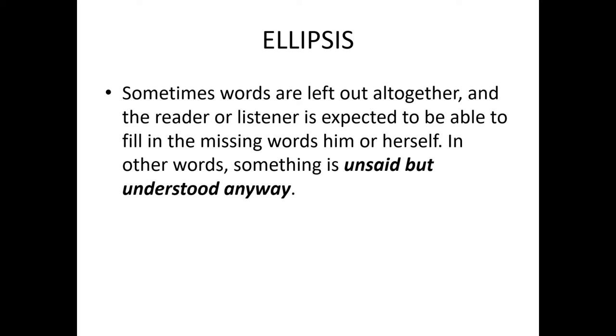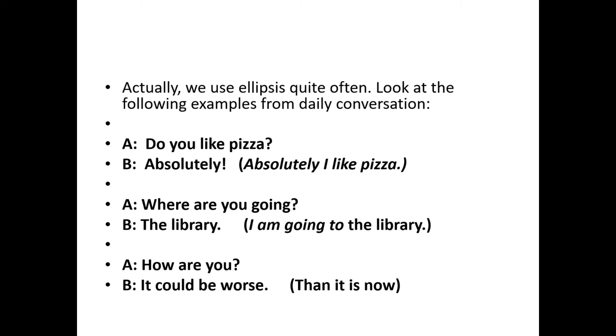Now let's look at another device. This one is ellipsis. Ellipsis is when you leave out a word, a phrase, or a chunk of a sentence, or even the whole sentence. So in other words, when we leave something unsaid, we leave it because it's understood within the context anyway.